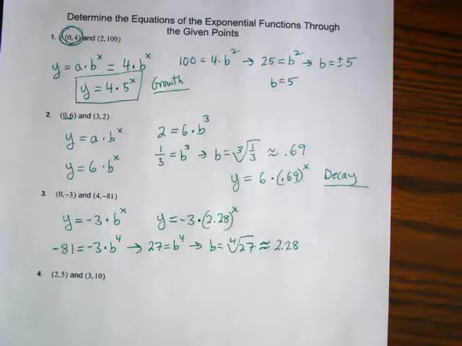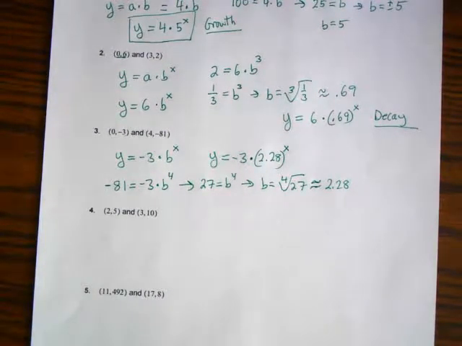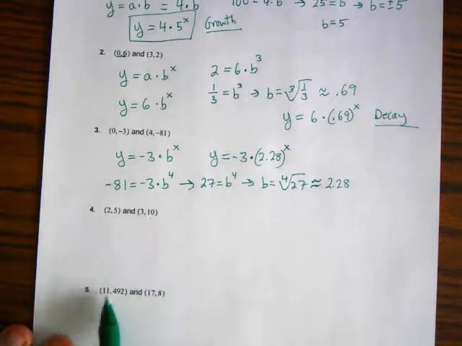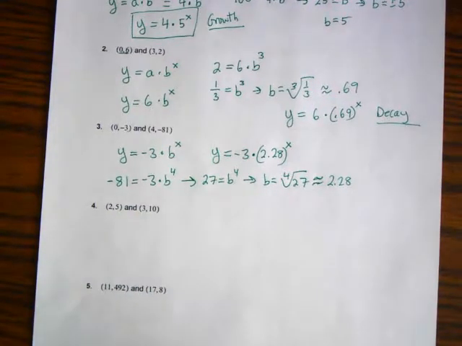All right, these last 2 are a bit harder. And what's a bit harder about these last two is notice they did not give us the y-intercept. We don't have 0 comma something anywhere. We don't know the y-intercept. So these are a little bit harder.